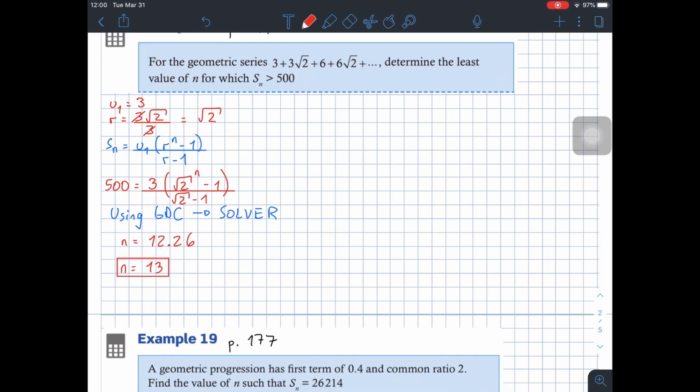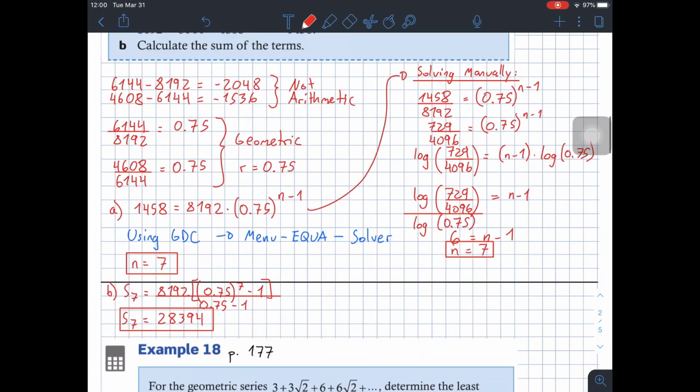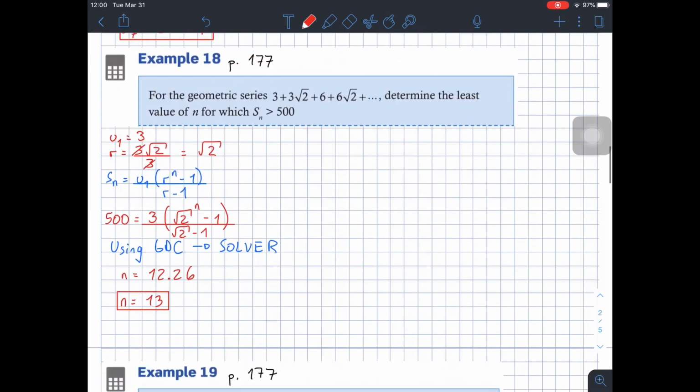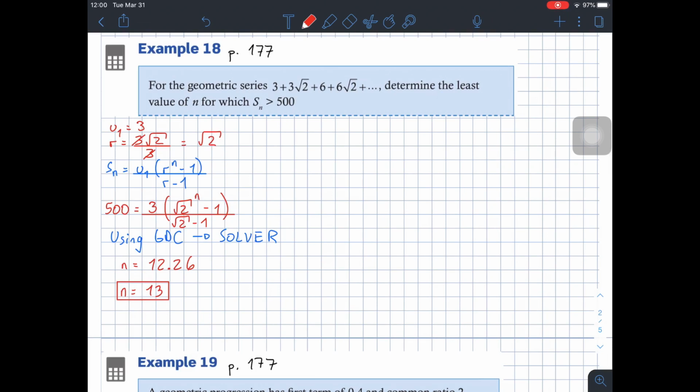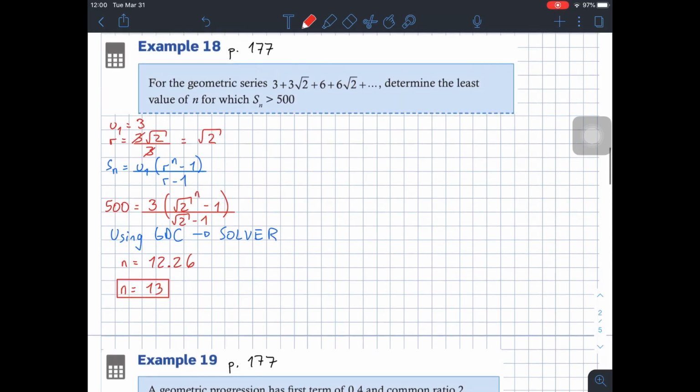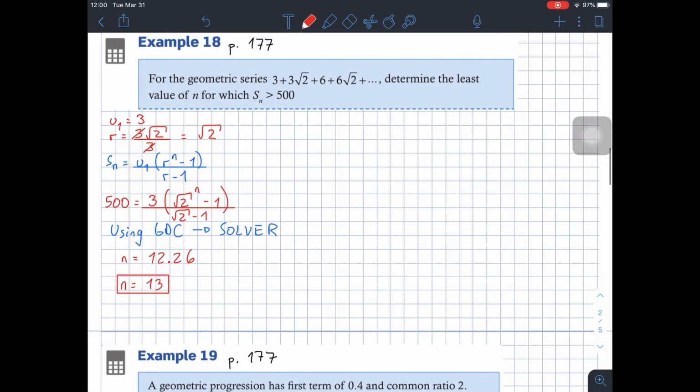If you want, you may try doing this in a different way. You could either solve manually, or you can use menu table. If you remember from the exercise we did for arithmetic series, there was an exercise in which we plugged in this formula, and by observing the table, we identified the term which had a sum greater than 500, which would be term number 13. So then we would conclude that this is the least number of terms for which the sum of this series is greater than 500. I'll let you try that on your own if you want. But I think that this is the easiest way to solve this, using the calculator.